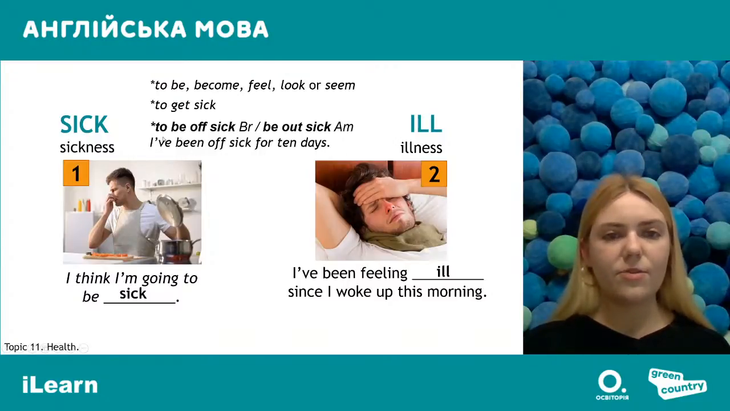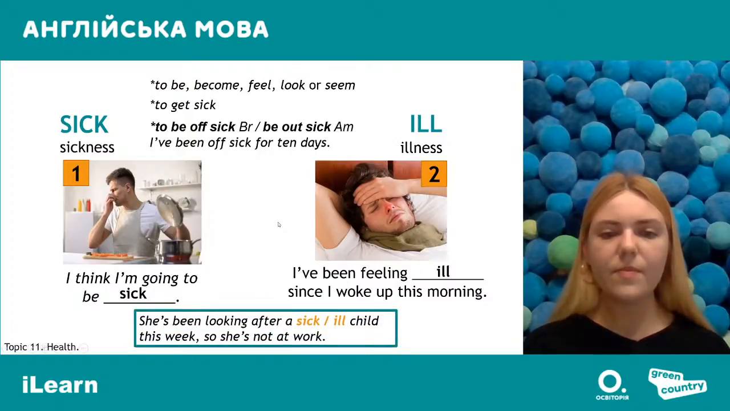And also, there are two phrases. In British English, we can say to be off sick, взяти лікарняний, бути на лікарняному. And in American English, we would say be out sick. And an example here. I've been off sick for 10 days. Тобто я на лікарняному 10 днів. But please be very, very careful.